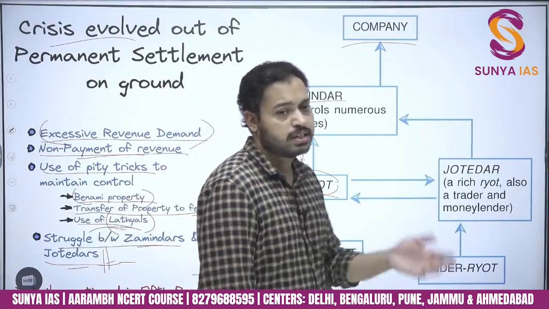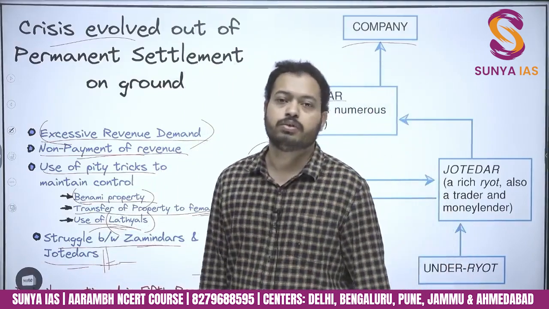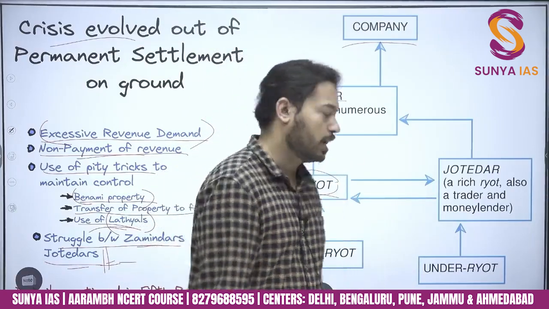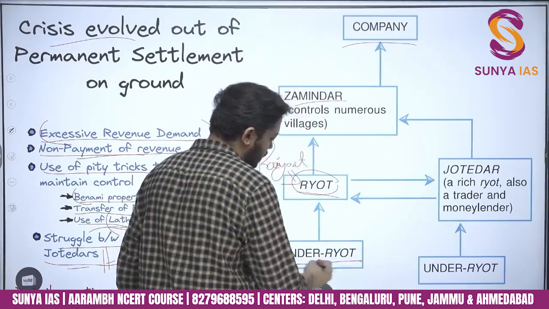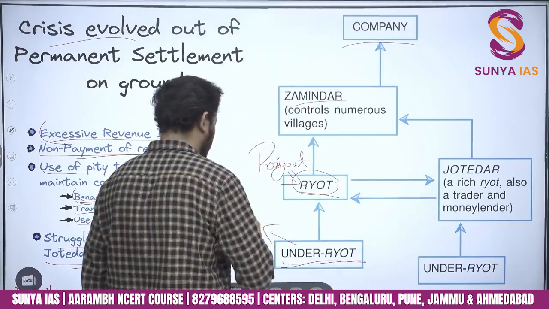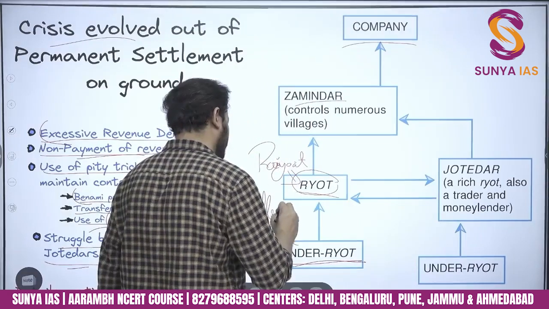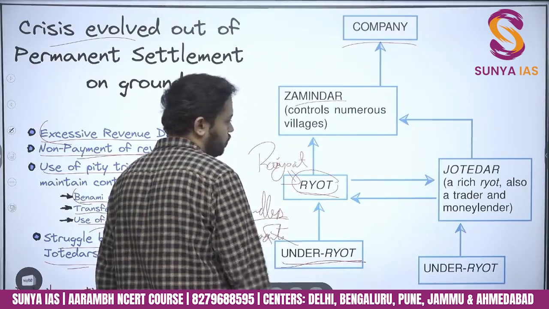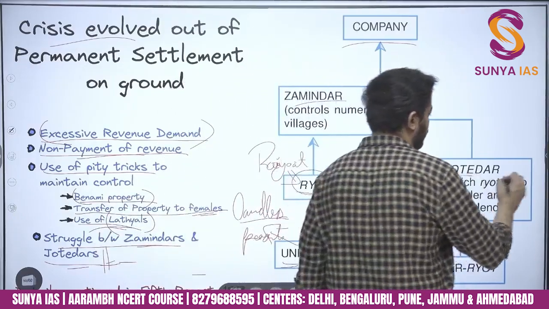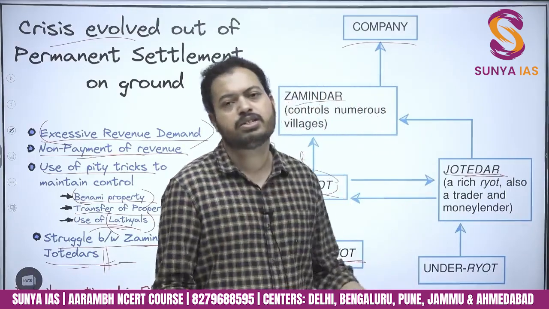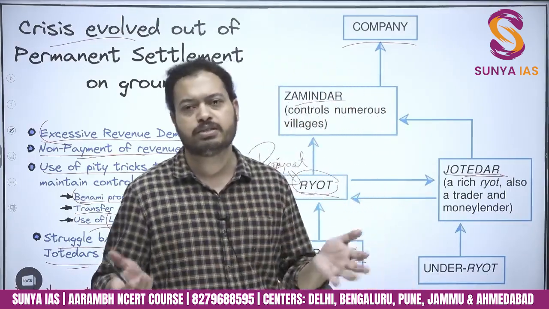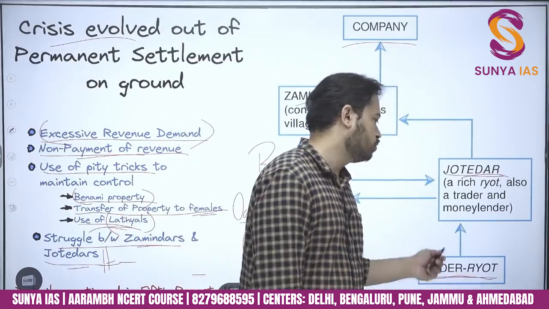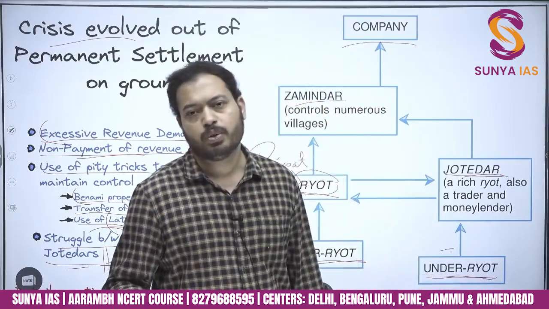Then in certain cases the rayat further used to have other people who used to work on their land. They were called under rayats. Ultimately, these under rayats were the landless farmers. Landless peasants were the under rayats. Now, on the other side, the jotedars used to live. The jotedars were basically rich rayats. They have land not as big as zamindar, but their own land. And they also used to hire these rayats, under rayats, to do the actual farming on the ground.